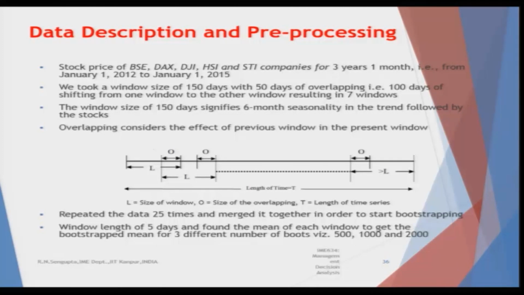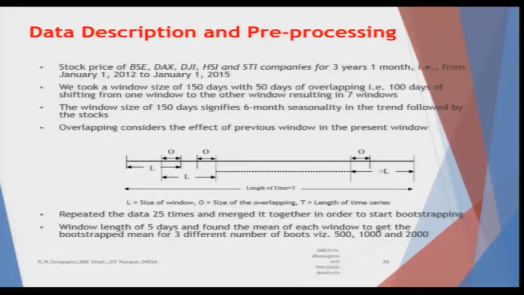We took a window size of 150 days. So, this length L is 150. What I was mentioning a few minutes back, that 1 week or 2 weeks, is basically a length which is 150 days. And we take our overlap O of 50 days, that is, 100 days of shifting window is constant. So, you take 150, shift it by 100, again take that 150, shift it by 100 and go accordingly.